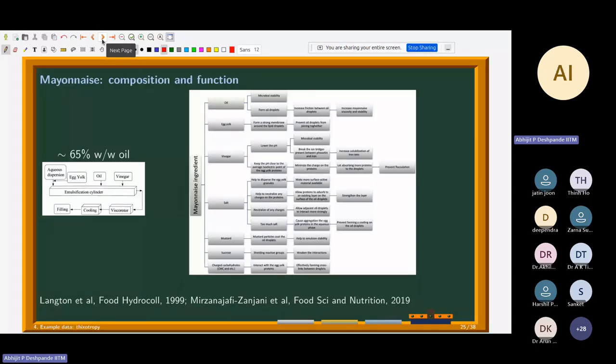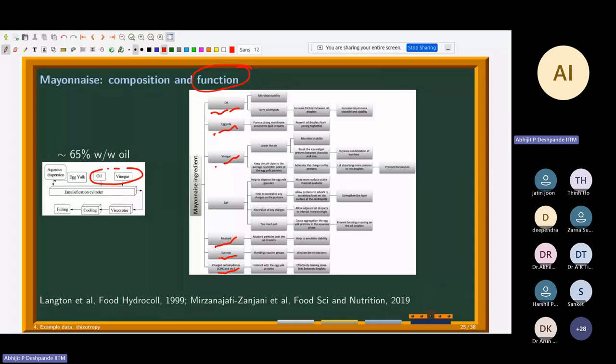If we look from a food formulation point of view, each of them, whether it's oil, egg yolk, vinegar, or any substitute of egg yolk if it's an eggless mayo, mustard, and charged carbohydrate like CMC, which are thickening agents and also interaction, each of them is supposed to have some specific role to play to give the final function of the mayonnaise. And so the question is, how do we understand its thixotropic response?